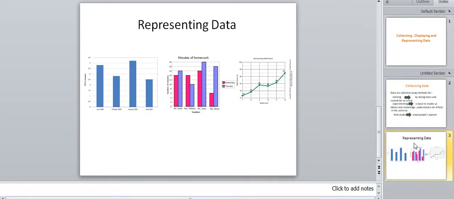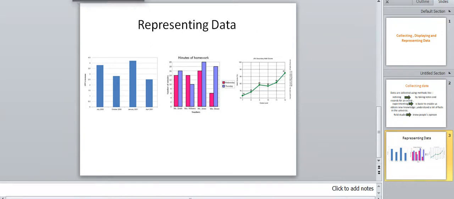The second part in our lesson is representing data. We can represent data by using tables and drawing graphs. This is a bar line graph. This is a double bar line graph. This is a broken line graph. So we also have three ways to represent data: bar line graph, double bar line graph, broken line graph.